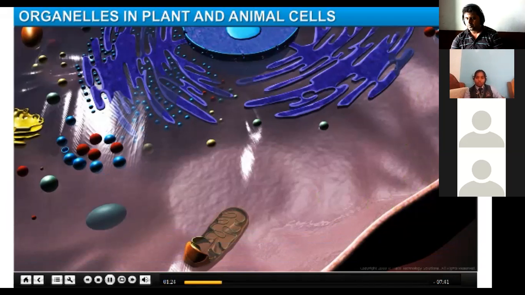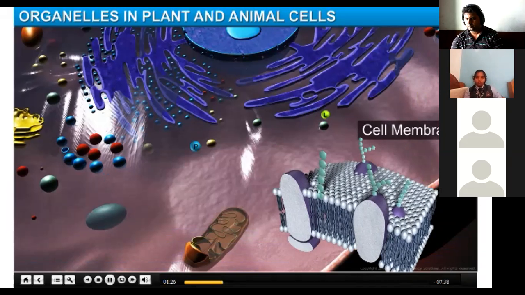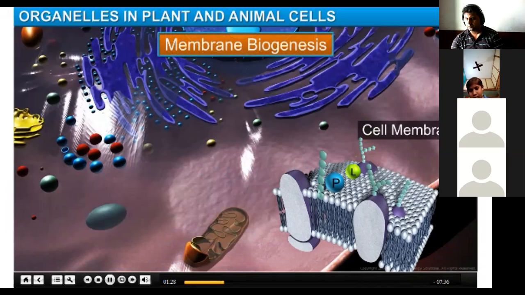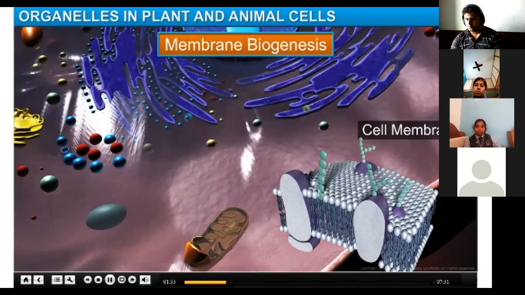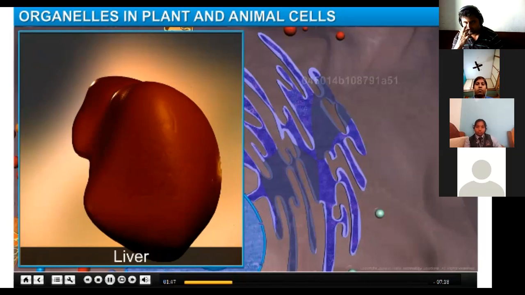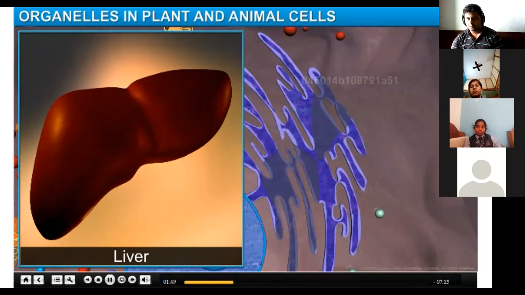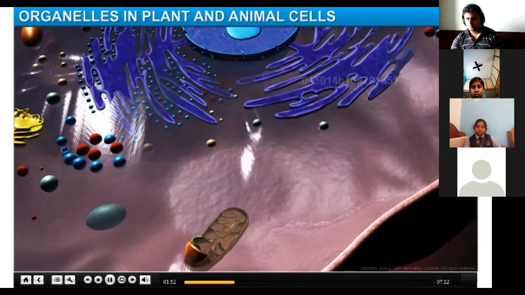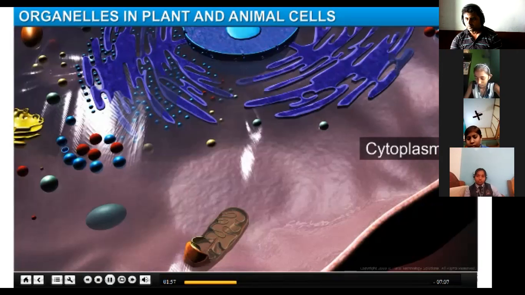Some of these proteins and lipids help in building the cell membrane. This process is called membrane biogenesis, and some function as enzymes and hormones. Smooth endoplasmic reticulum also plays a major role in detoxifying many drugs and poisons in the liver of vertebrates. Endoplasmic reticulum serves as channels for the transport of proteins between various regions of the cytoplasm.